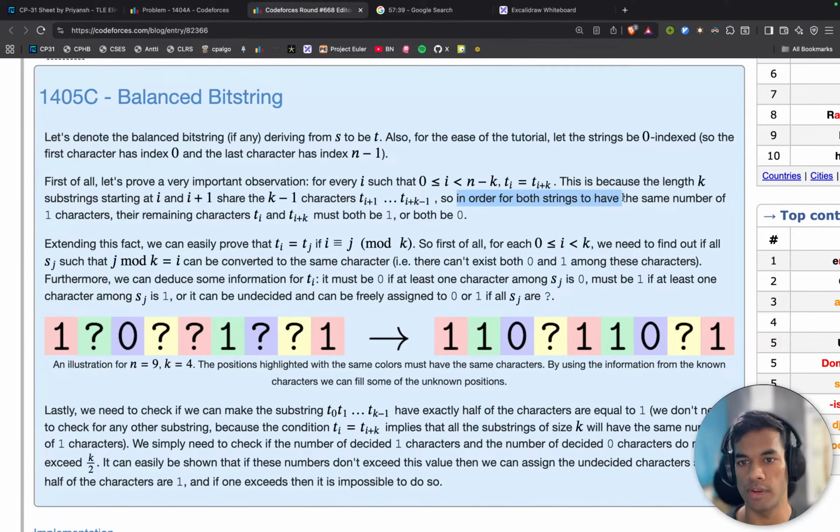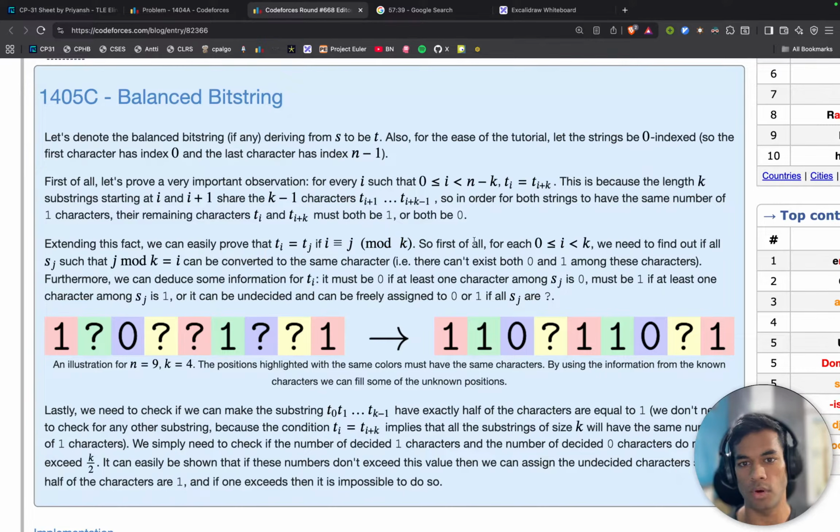So in order for both the strings to have the same number of ones and zeros, their remaining characters Ti and T i plus k must both be either 0 or 1. That makes sense. Ti is the first character in the current substring that we are matching, and T i plus k is the first character in the next substring. Extending this fact, we can easily prove that Ti equals Tj if i is congruent to j modulo k.